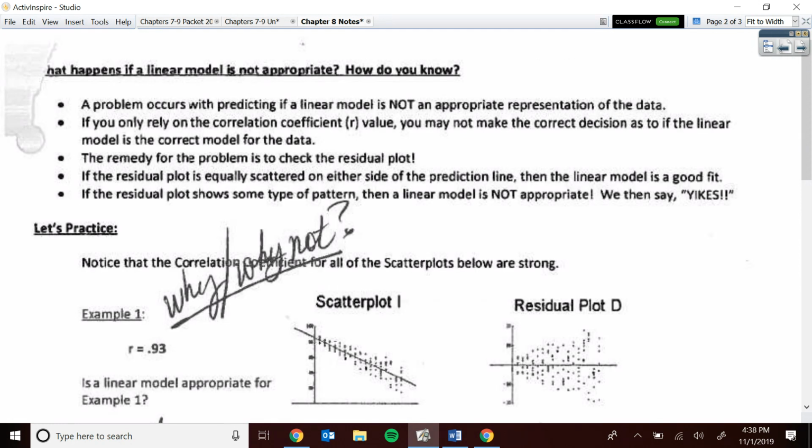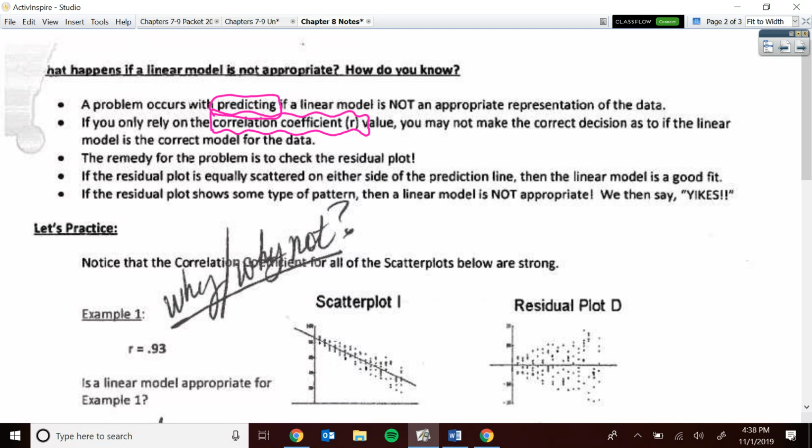A problem occurs in predicting if the linear model is not appropriate, because you can't then just plug your X value into the equation of the line and make a prediction. And here's the thing that I struggled with even when I first started teaching this class. You cannot simply rely on the correlation coefficient value.